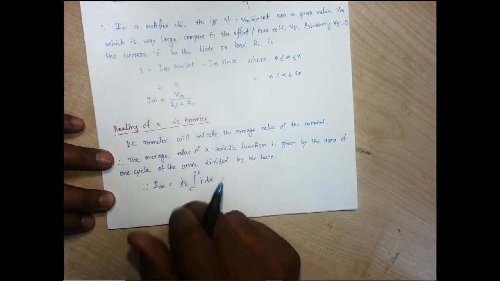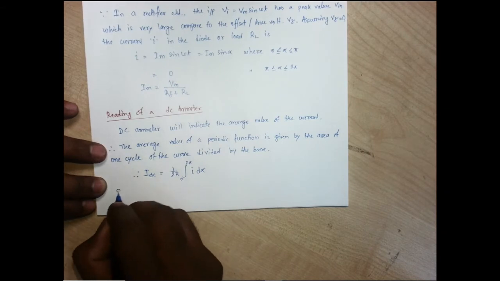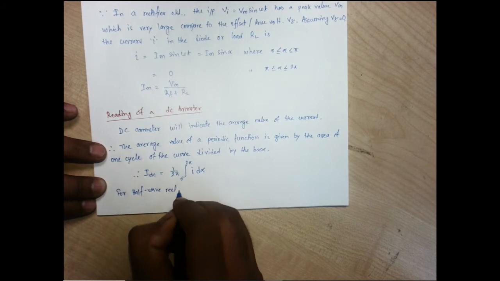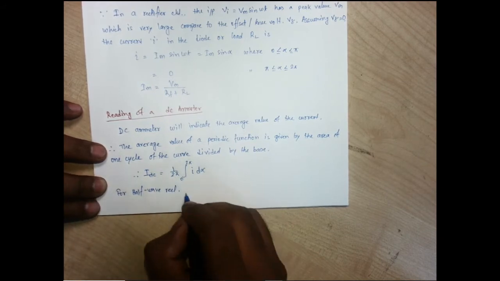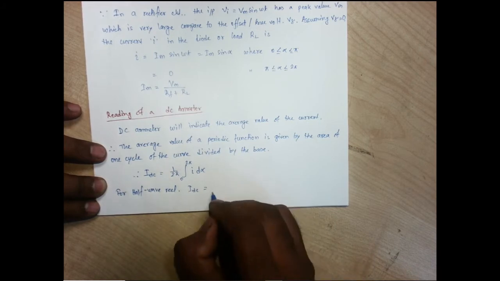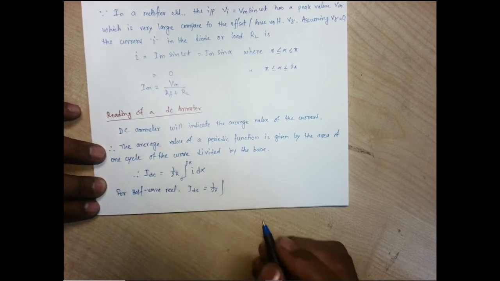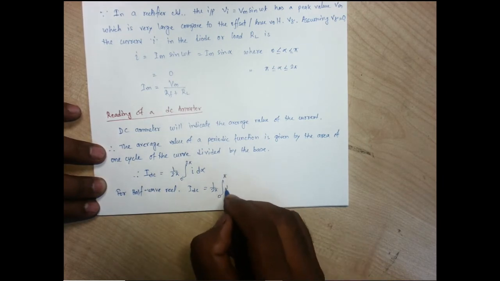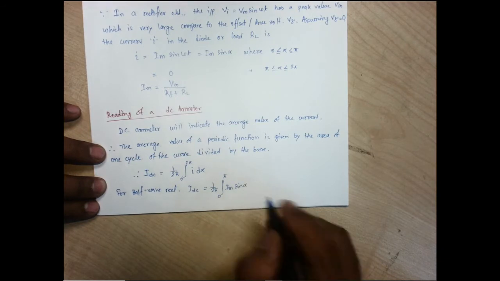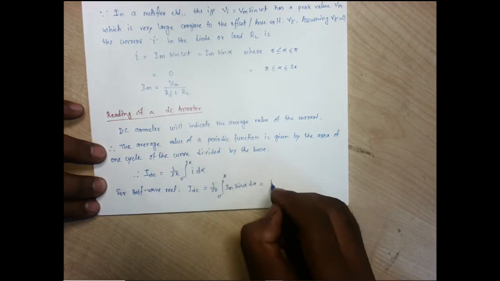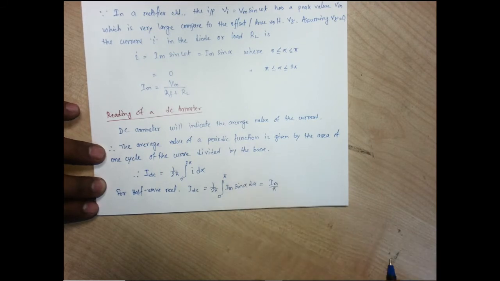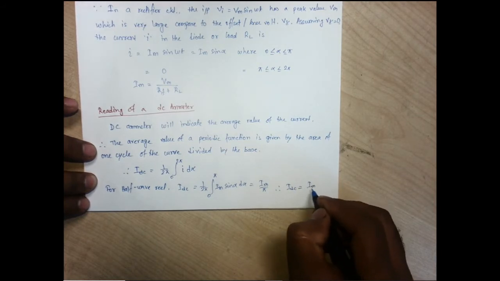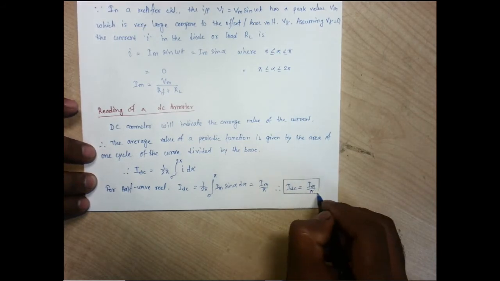So for this half wave rectifier, this IDC will be 1 by twice pi. The current i is available from 0 to pi only. The value of small i is Im sin alpha, d alpha. It comes out as Im by pi. Therefore we can write IDC is equal to Im by pi for the half wave rectifier.